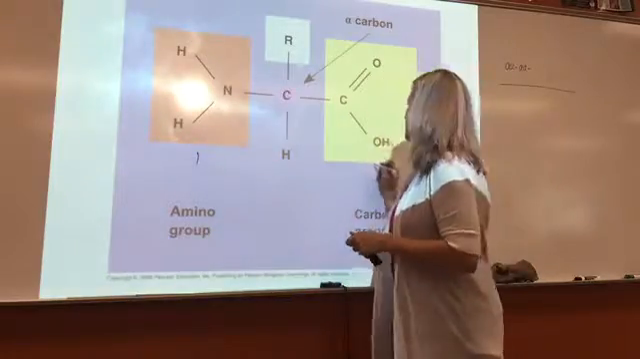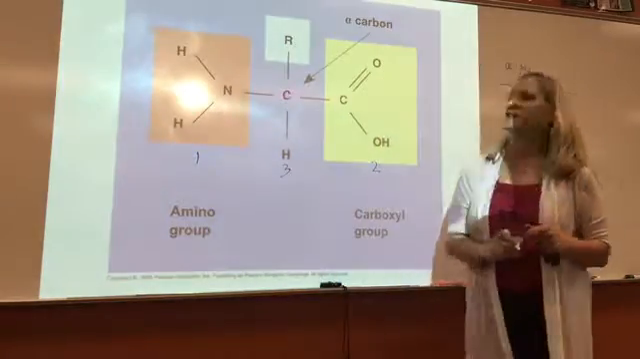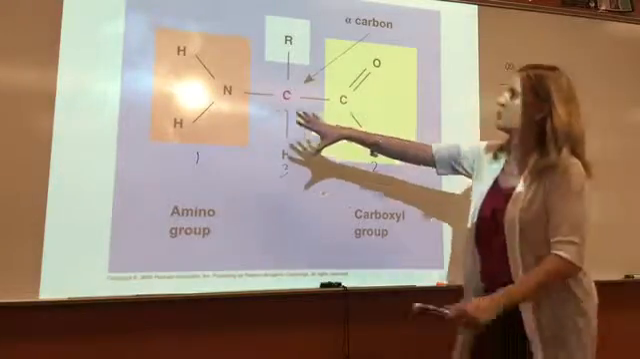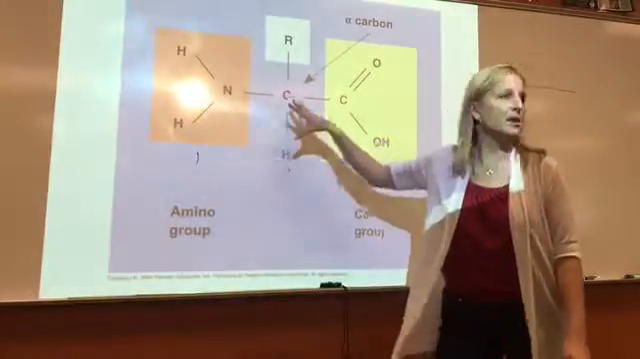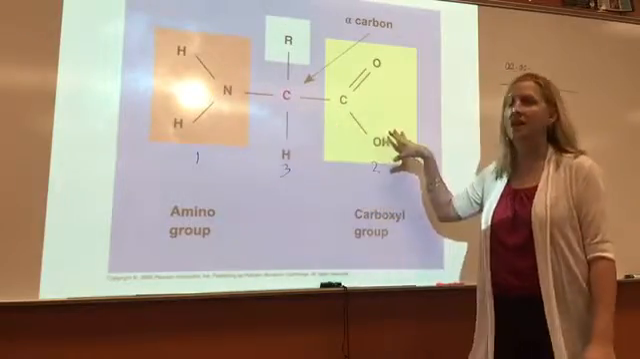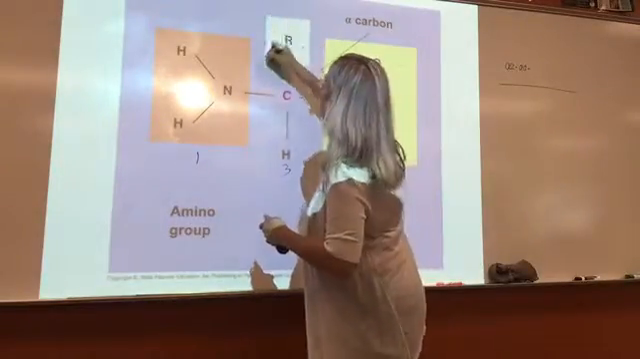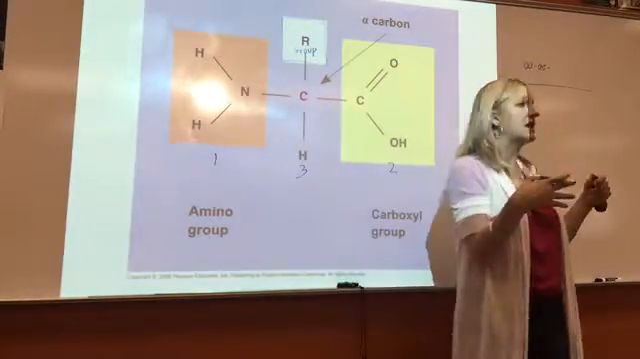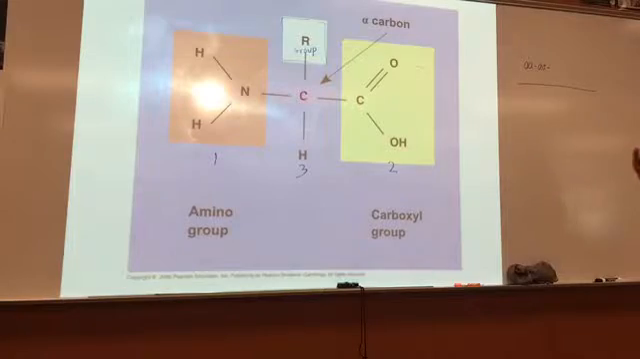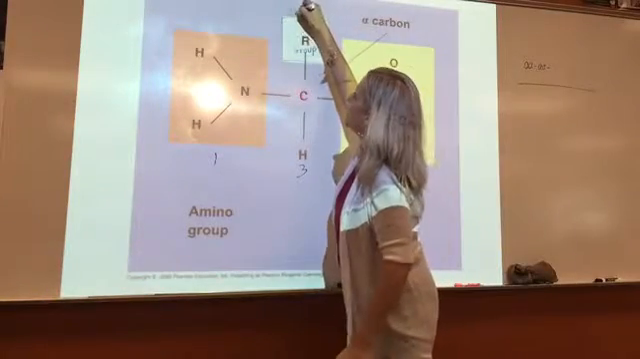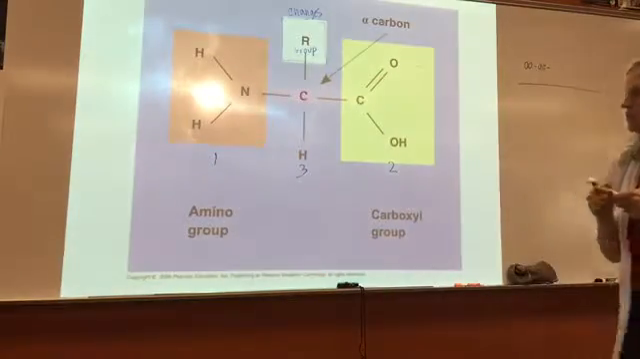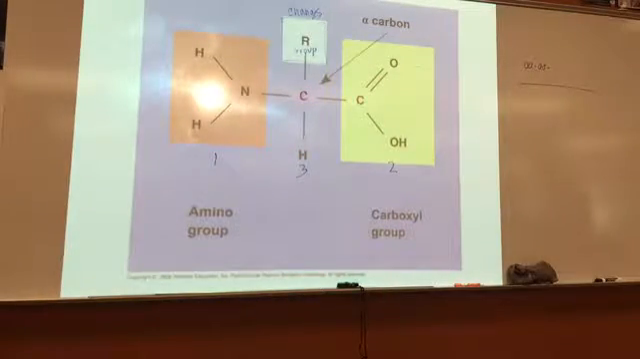So you have 1, 2, and then the third bond from the carbon has to be a hydrogen. This part right here is the same for all 20 amino acids. This will look the same. What varies is this R group. This R is not an atom. There's not an element R. The R stands for the R group, and this is the part that changes from one amino acid to another. It makes the 20. So for all 20 different amino acids, there are 20 different R groups.